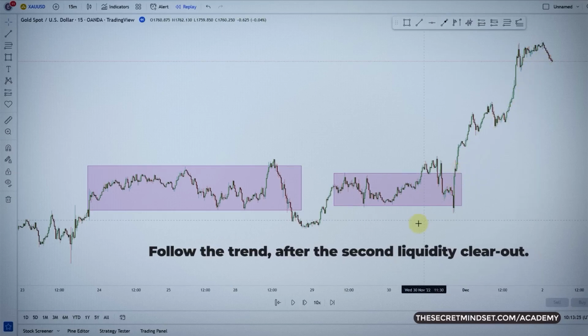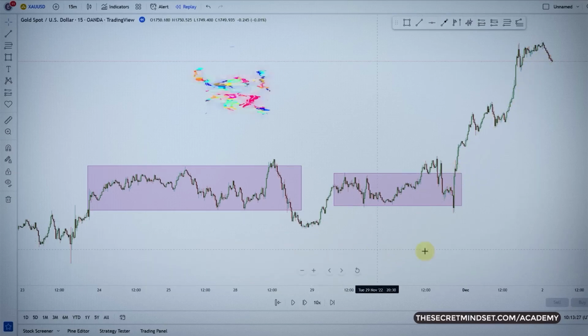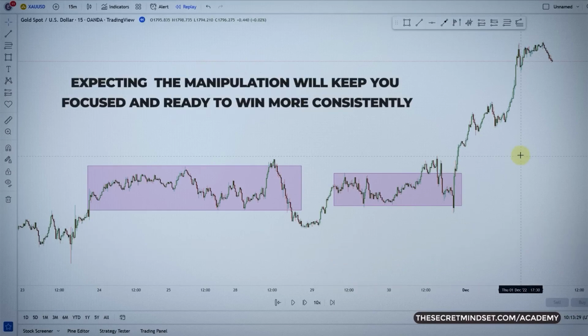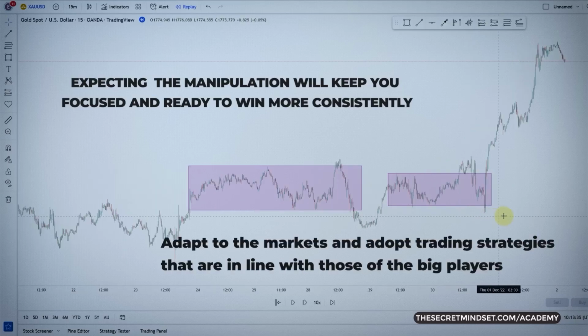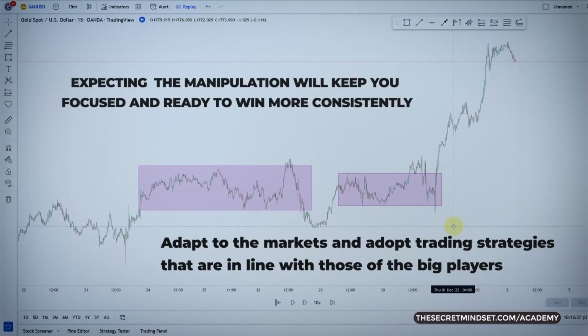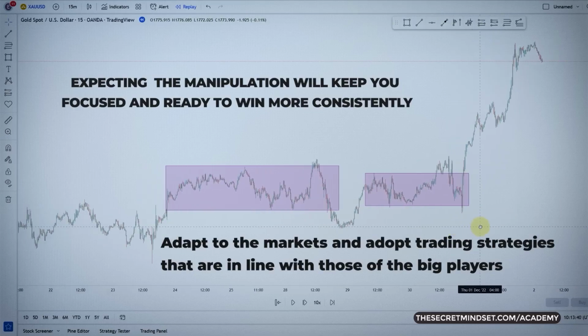This doesn't mean you'll never lose when using this strategy, but it will keep you focused and ready to win more consistently. Once you adopt trading strategies that are in line with those of the big players, your chances of making profits will go up.